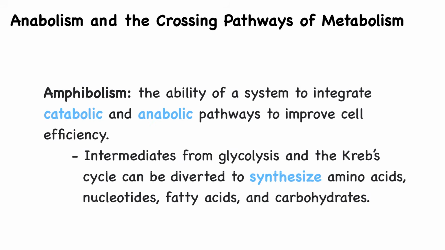In addition to breaking down molecules for energy, cells must also build complex molecules needed for growth and reproduction. Anabolism refers to these energy-requiring biosynthetic processes. Many central metabolic pathways are amphibolic, meaning they function in both catabolism and anabolism. For example, intermediates from glycolysis and the Krebs cycle can be diverted to synthesize amino acids, nucleotides, fatty acids, and carbohydrates, all of the things that are needed to create those macromolecules.